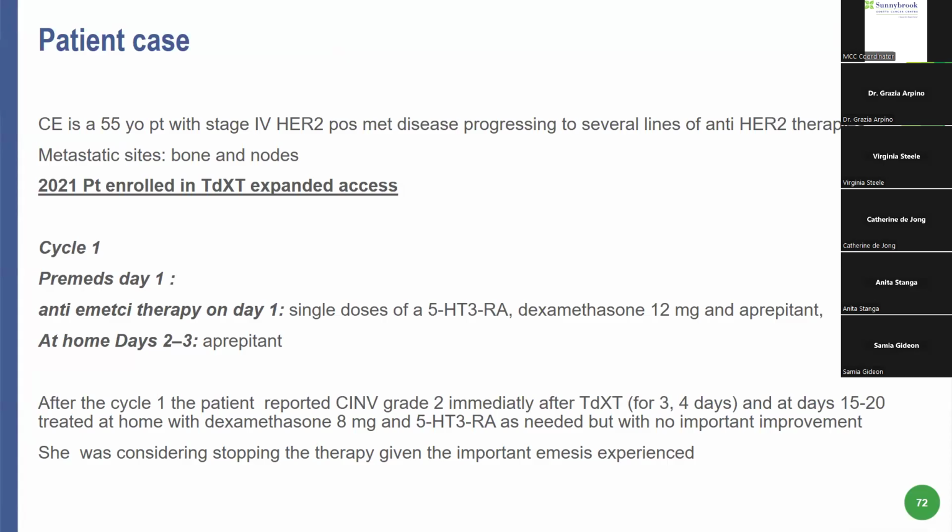Like if they do anthracyclines, we do use NEPA in almost every patient, or aprepitant. So we don't have any more experience of those. So when we started to use the TDXT, we were really not prepared to treat nausea and vomiting in these patients, though we saw the adverse events incidence in the clinic. So this patient has metastatic bone and nodes sites. It was a stage 3, previously treated with several lines of anti-HER2 treatment. She was started on the TDXT expanded access.